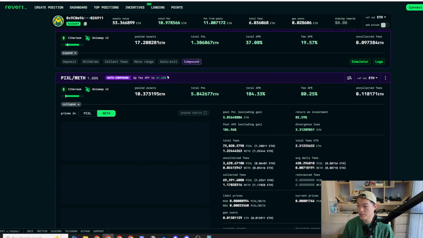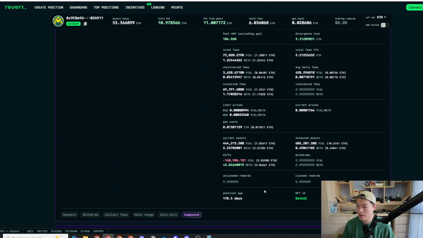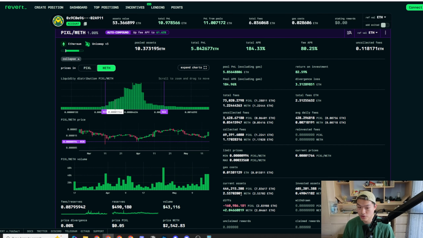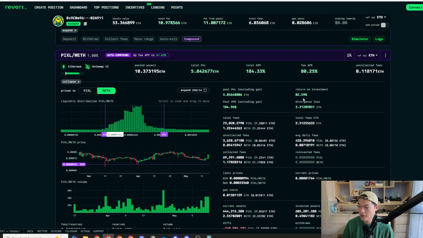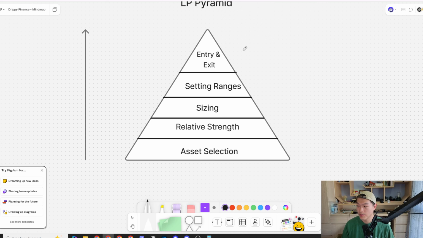For example, this Pixel and ETH pool that I'm in, I've been in position for 170 days, so almost half a year. I didn't have to touch it at all, and I'm sitting at a 5.8 Ethereum profit, almost a 100% ROI on my investment. So that's the setting ranges part. And now let's look at the entry and exit.